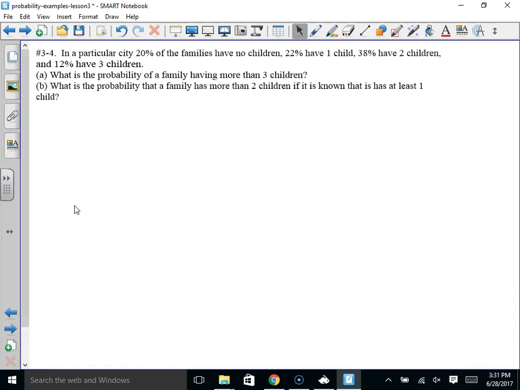Okay, it says in a particular city, 20% of families have no children, 22% have 1 child, 38% have 2 children, and 12% have 3 children. What's the probability of a family having more than 3 children, and what's the probability that a family has more than 2 children if it's known that it has at least 1 child? Maybe we could make a picture here to show this, maybe like a table. Let's have number of children and the probability of that. So you could have no children, 1 child, 2 children, 3 children, or 4 or more children.